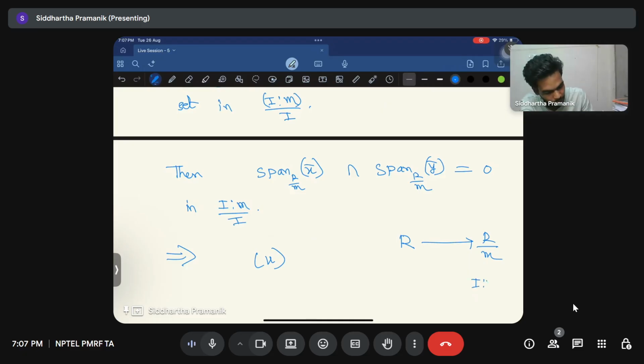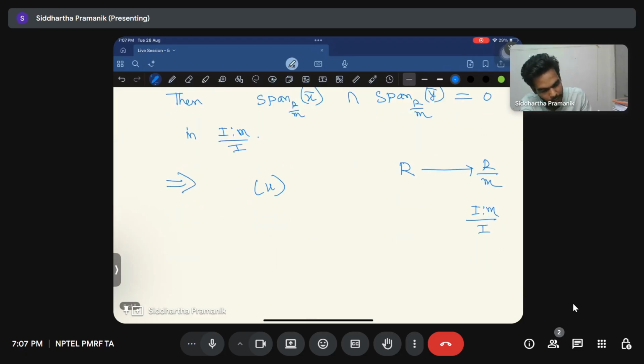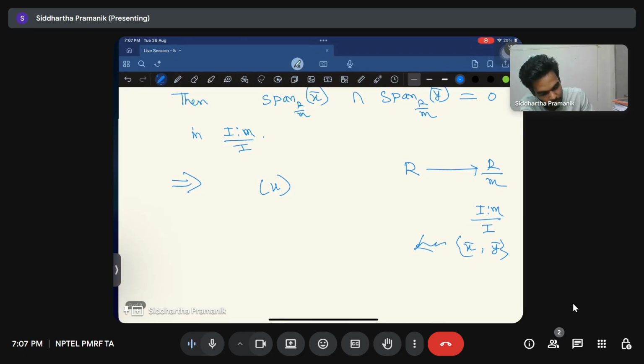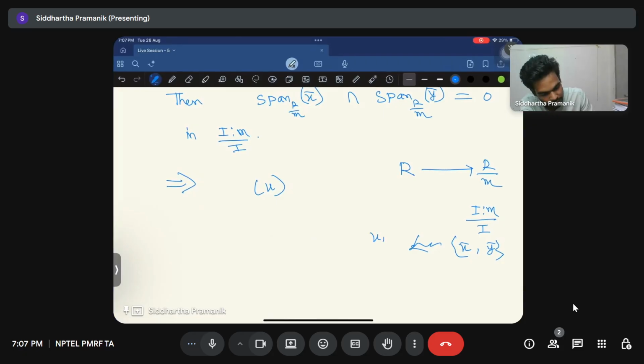So here we have R/I, where we have taken two elements, x bar and y bar. Now let's take the inverse image of these. Let's take R mod I. Then this is a submodule of R mod I. Then their inverse image is, okay, let me write it here.